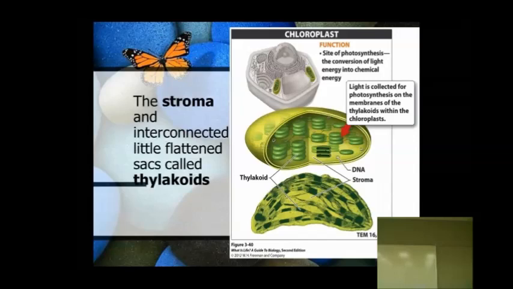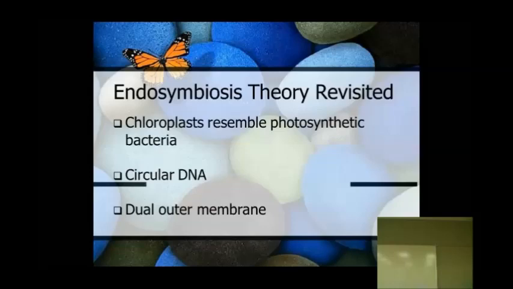So the stroma is what's found here around the chloroplast, and it's basically interconnected to these little flattened sacs that are called thylakoids. These little stacks of cookies are the thylakoids, and the stroma is the in-between area. And so it's the site of photosynthesis, where it's collecting all of this light.